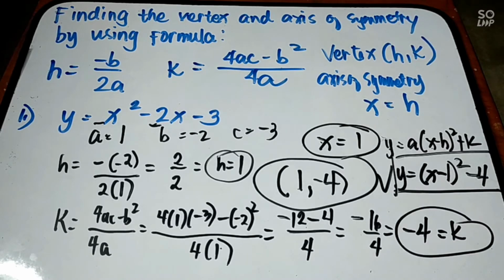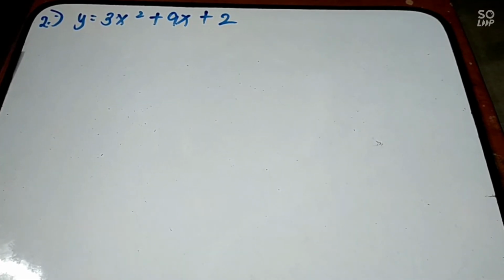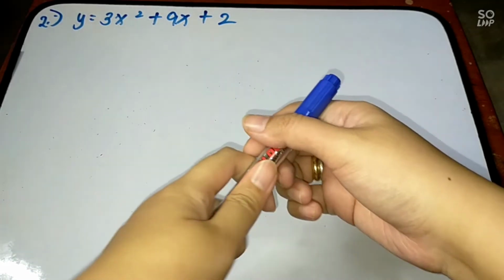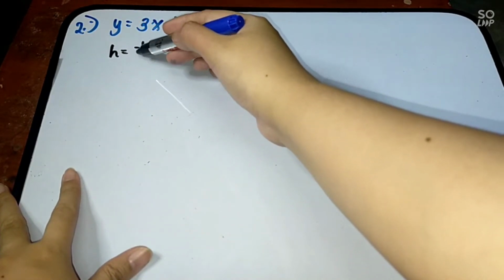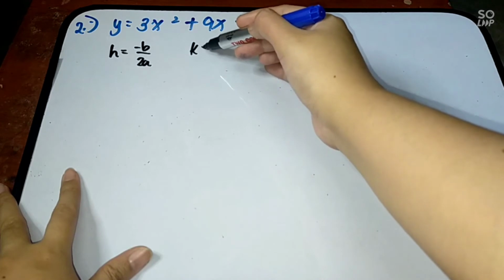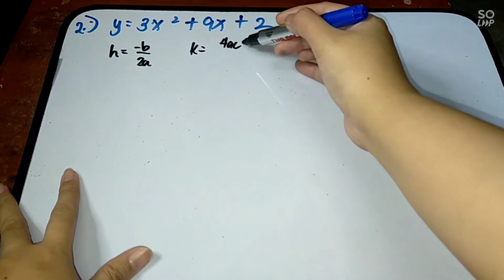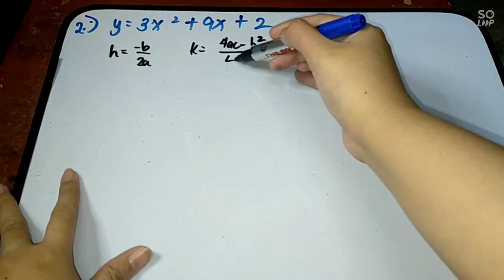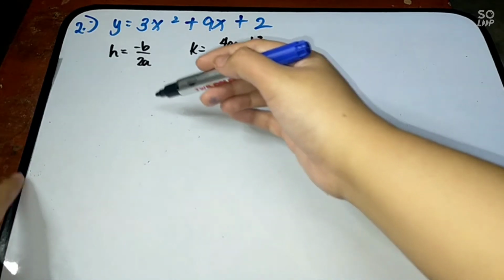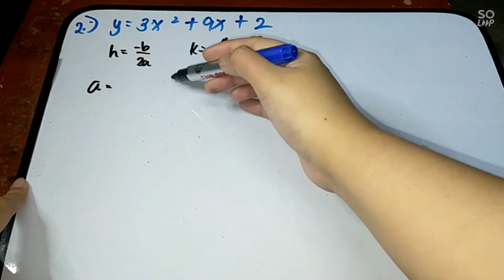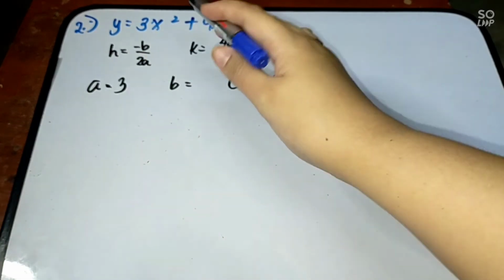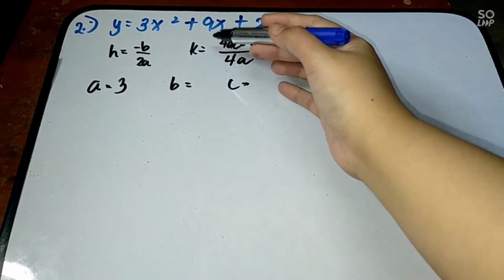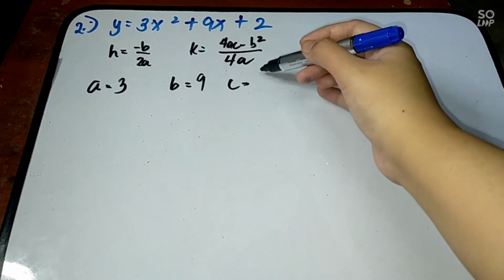Is it clear? Number 2, y equals to 3x squared plus 9x plus 2. Let us find the vertex using the formula. So, we have your formula of h is equals to negative b over 2a, while for your k, we have 4ac minus b squared over 4a. Then, we are going to substitute. Find first your a, b, and then c. Ang a natin, we have here 3. Then, ang b natin, we have here 9. Ang c natin, we have positive 2.